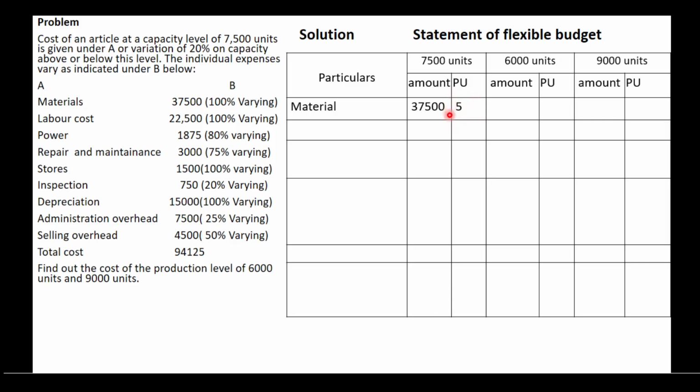So for the varying, always the cost per unit is constant. Okay, so for the 6,000 units, here the cost per unit is 5. So 5 into 6,000. So now the amount is ₹30,000.